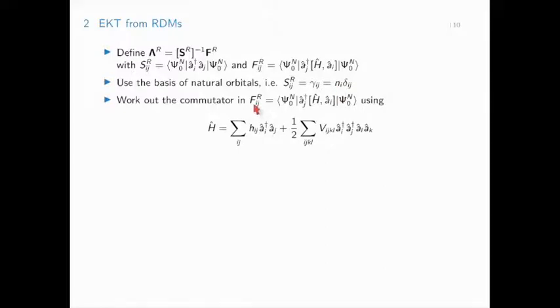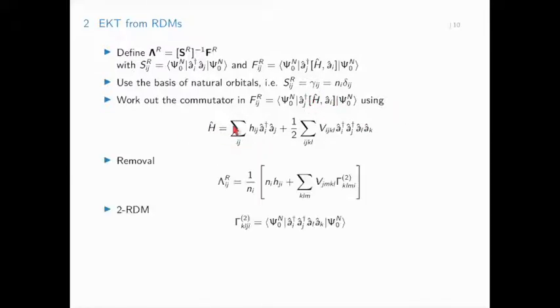So then we take the expression for the generalized Fock matrix, and we work out the commutator inside here using this expression in second quantization for the Hamiltonian. And what we obtain at the end is this expression for lambda r. This lambda r is expressed in terms of occupation numbers, which means in terms of the one-body reduced density matrix, and in terms of this gamma 2. Gamma 2 is the so-called two-body reduced density matrix, which is defined here in this way.